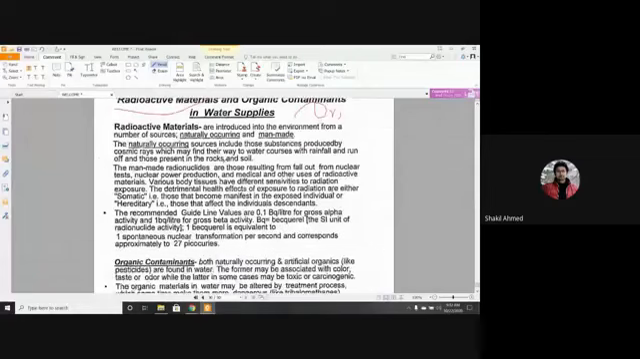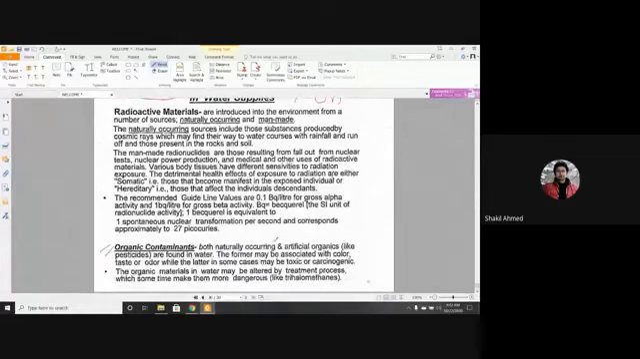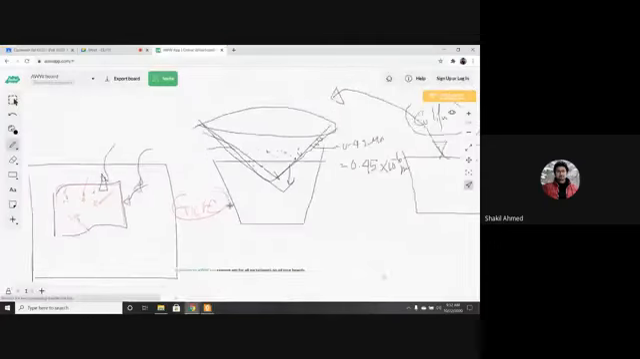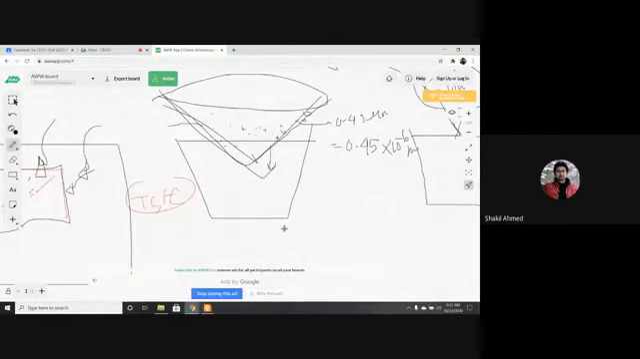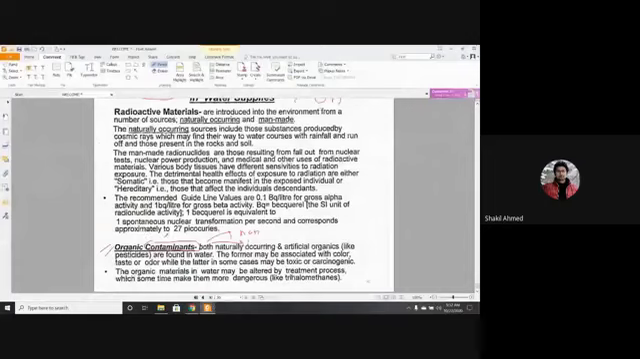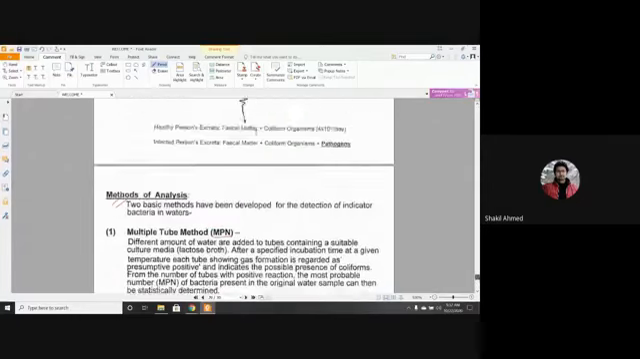Organic contaminants are the contaminants which are organic, with a carbon-hydrogen structure, and they can be both natural and artificial. Artificial means, you know, like cosmetics, right? Cosmetics like nail polish or anything else. So these are organic contaminants. Sometimes they can be toxic and carcinogenic. They can produce color also. Okay. So these are all about the pollutants.